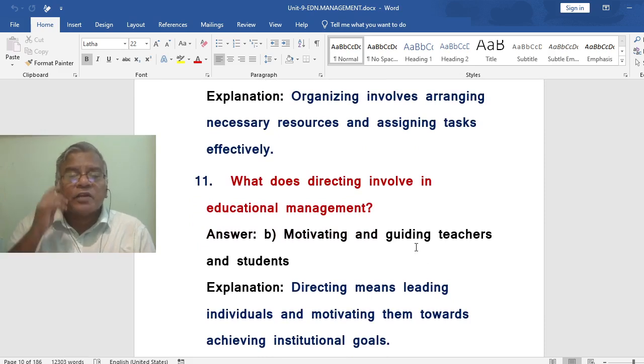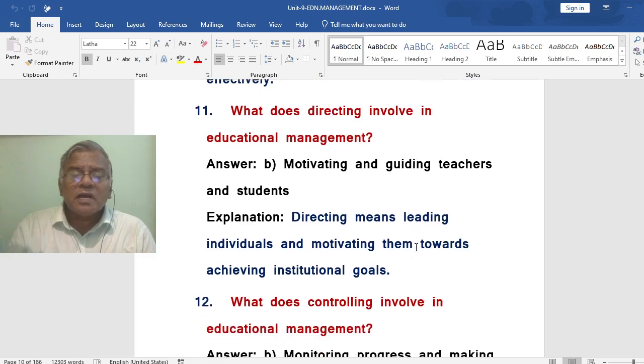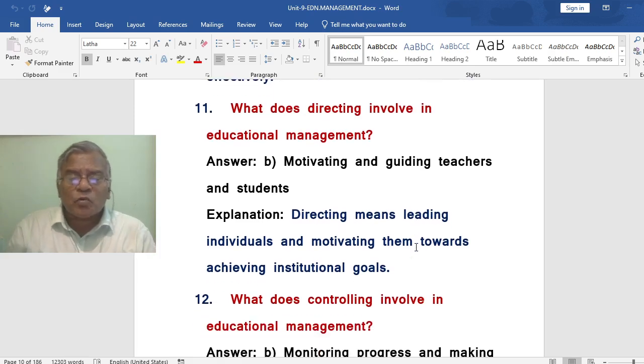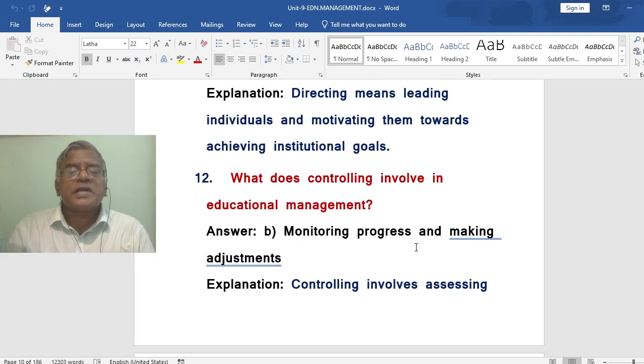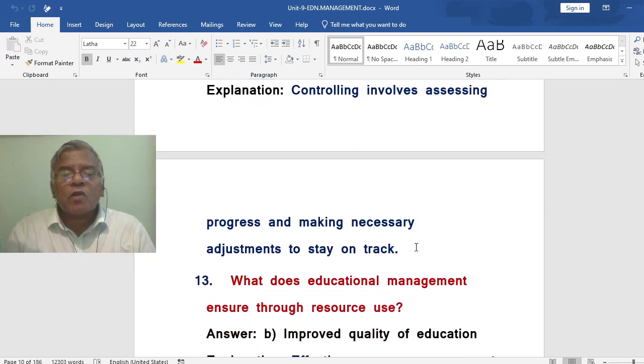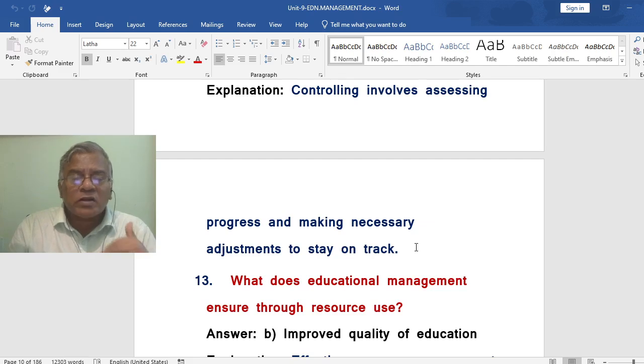What does directing involve in educational management? Directing involves motivating and guiding teachers and students. Directing means leading individuals and motivating them towards achieving institutional goals. What is controlling in educational management? That is monitoring progress and making adjustments. Controlling involves assessing progress and making necessary adjustments to stay on track.